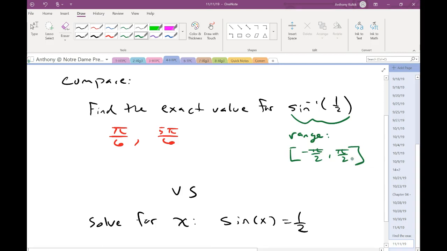Yes, Allison? I can't hear what you said. It was too quiet. Yeah. So the range for sine inverse of 1/2 is negative pi over 2 to positive pi over 2. So that answer is not one that we would list. We would list just one solution to this.